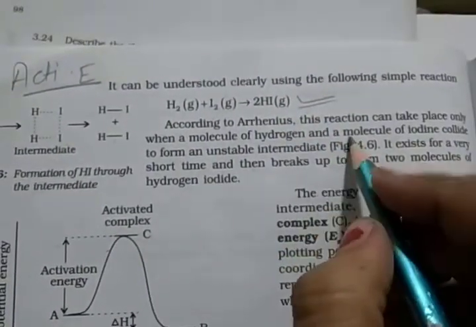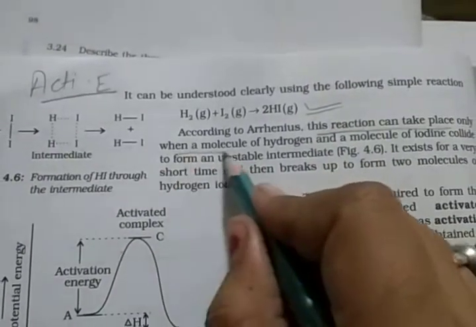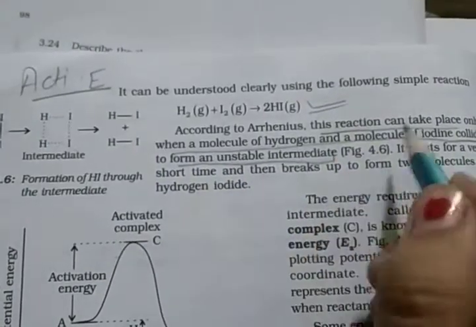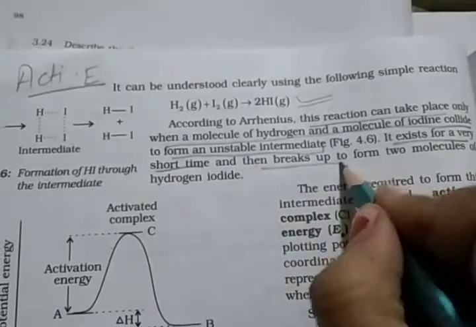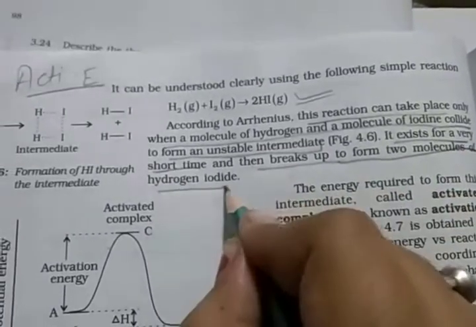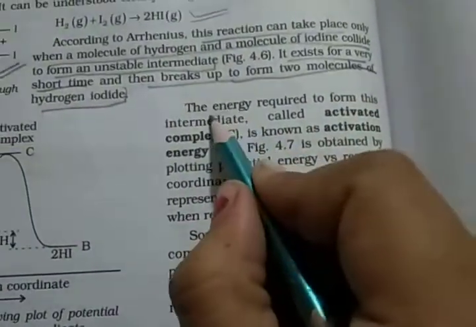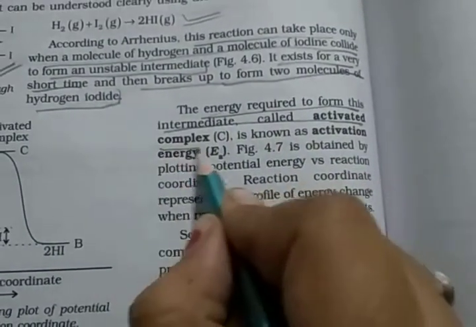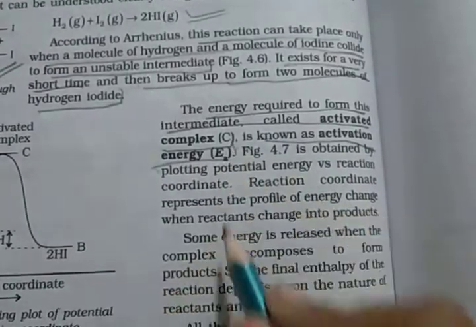According to Arrhenius, this reaction takes place only when a molecule of hydrogen and a molecule of iodine collide to form an unstable intermediate. It exists for a very short time and then breaks up to form two molecules of hydrogen iodide. The energy required to form this intermediate, called the activated complex C, is known as the activation energy, Ea. So we are explaining activation energy.